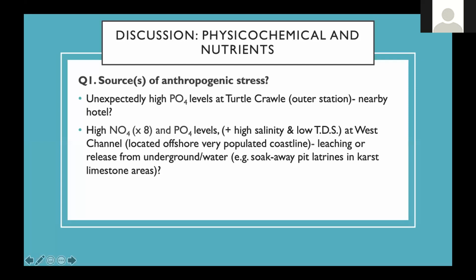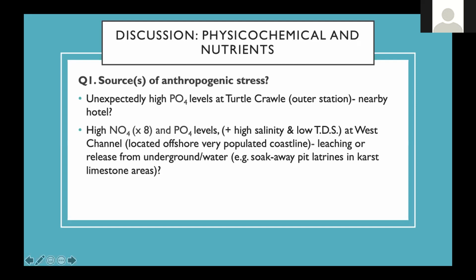The results are discussed with regard to the research questions, of course. And the first question was about the likely sources of anthropogenic stress. There were unexpectedly high phosphate levels at the outer station at Turtle Crawl. And this was likely attributed to an adjacent hotel nearby. Likewise, high nitrate levels and phosphate levels, as well as low TDS and high salinity, were observed at West Channel.